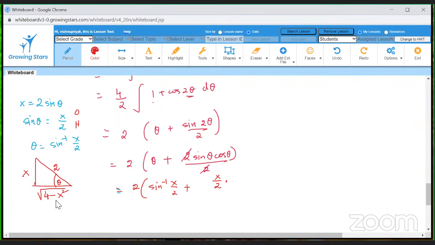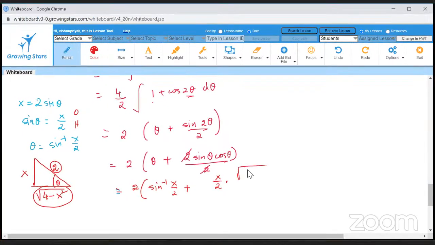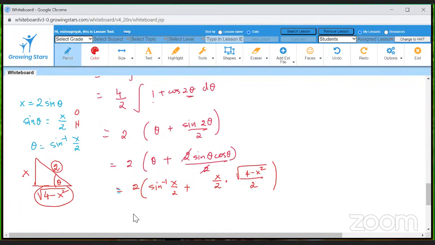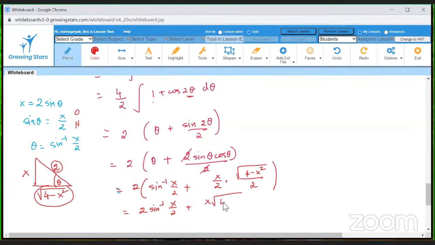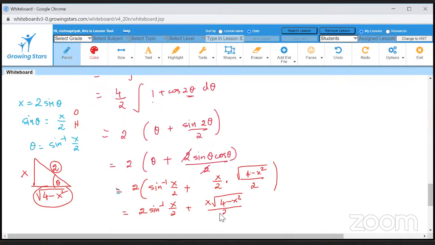And now cos theta will be adjacent by hypotenuse. Or I can write 2 sine inverse x by 2 plus x into square root of 4 minus x square, by 2. The 1 and 2 will cancel, so 2.